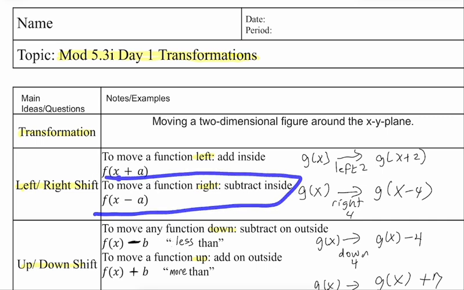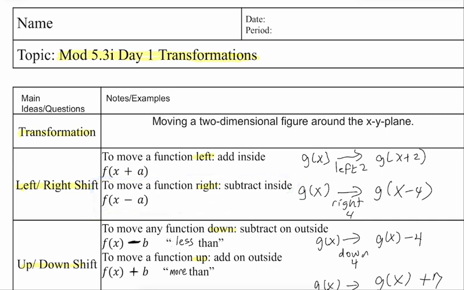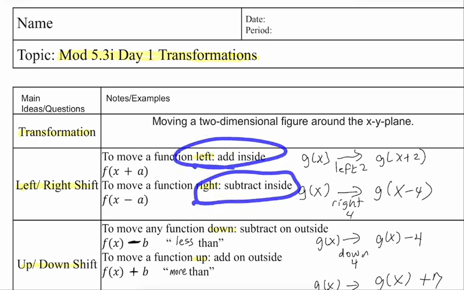If you want to move a function to the right, the rule you have to remember is that you're going to subtract on the inside. So you'll see here, I've taken my g function and moved it to the right 4 by subtracting 4 on the inside. So it's very important that you know, if I want to move a function to the left 2, I'm going to add 2. If I'm going to move it to the right 2, I'm going to subtract 2. So add on the inside moves it left, subtract on the inside moves it right.